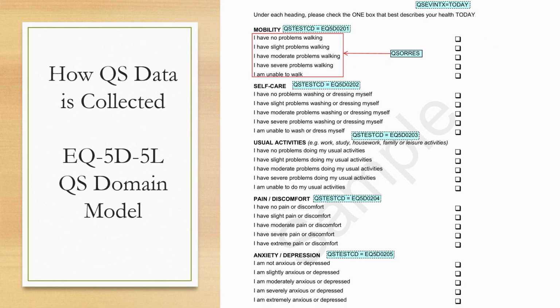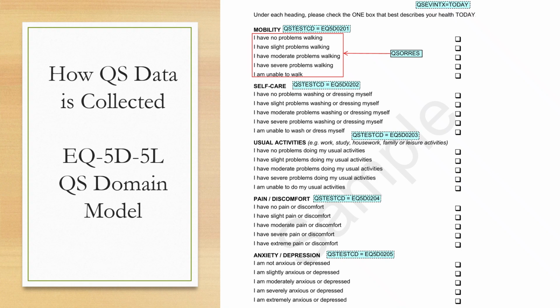Right now, what I'm showing you here is the standard questionnaire form provided by CDISC. In this form, you can see that we have 5 different questions being asked for this particular form, which is the EQ5D5L. These questions are related to mobility, self-care, usual activities, pain or discomfort, and anxiety or depression. All of these are the questions.